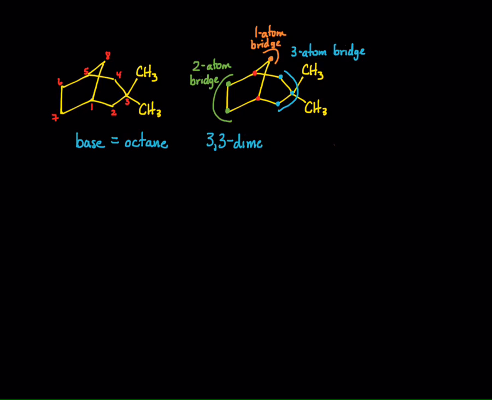All right, so I have 3,3-dimethyl bicyclo. I put the substituents first, then bicyclo, and now I have to list the bridges. I have a 3-atom, a 2-atom, and a 1-atom. So the way I list it is in brackets, 3.2.1, from descending order, and then my base name is octane. And that's how you name a bridged bicyclic compound: 3,3-dimethylbicyclo[3.2.1]octane.